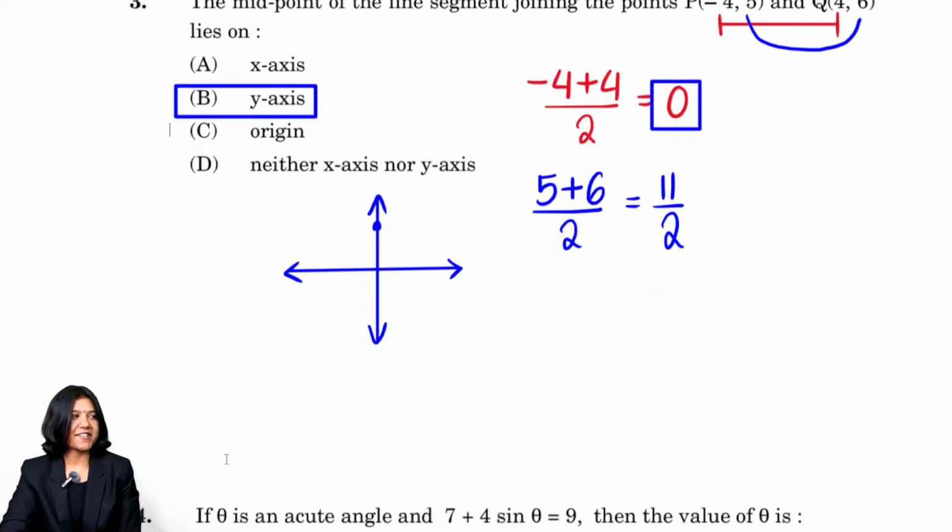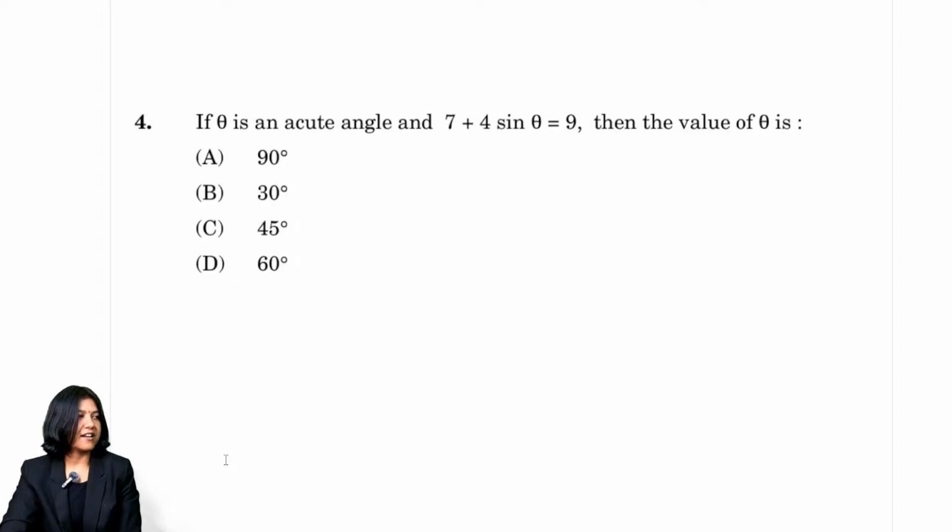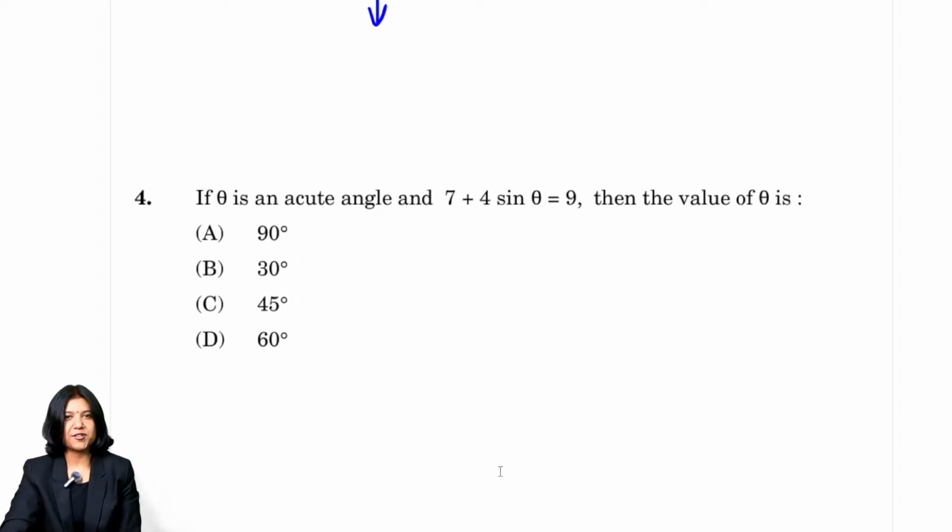So let's move to the next question, question 4. Now question 4 is from trigonometry. I'm sure you have started this topic. They have told you theta is an acute angle, and there is one piece of information again, 7 plus 4 sine theta equals 9. Now in class 10, you really don't have to worry about angles being something else apart from acute angles. You only study acute angles right now. So that information is kind of, theta being an acute angle. For now, you just know the ratios of certain acute angles only, okay?